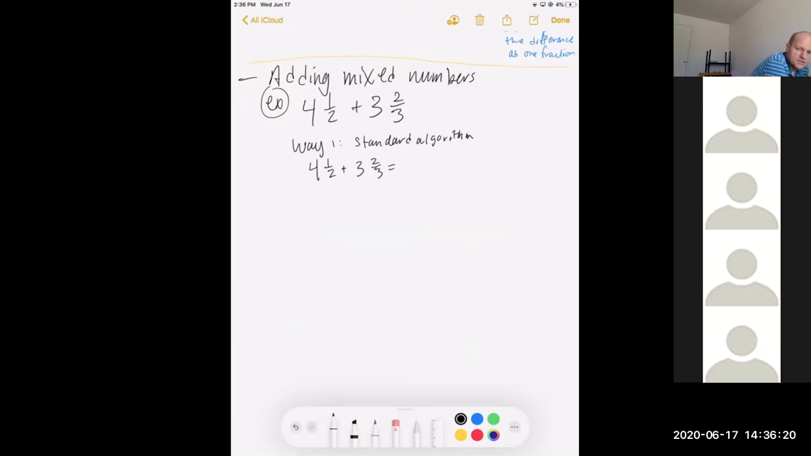Okay, great. So what you've done is you've described the Singapore math way, where they take care of the whole numbers and then they take care of the fractions. Okay, so I'm going to do that way. That's going to be way number 2 for our notes.